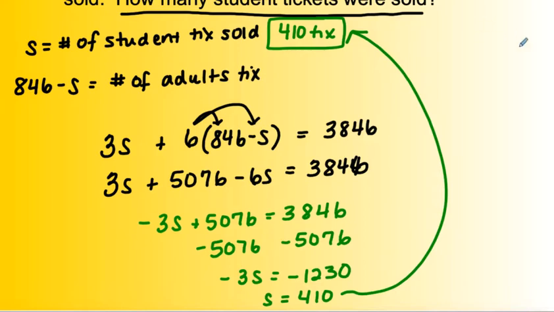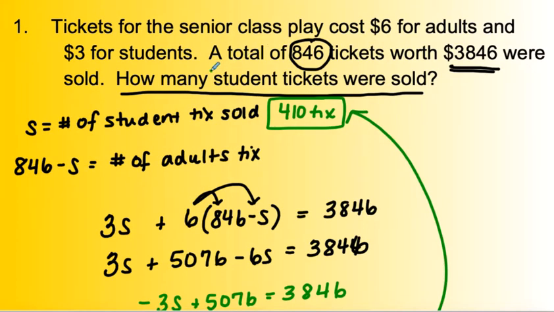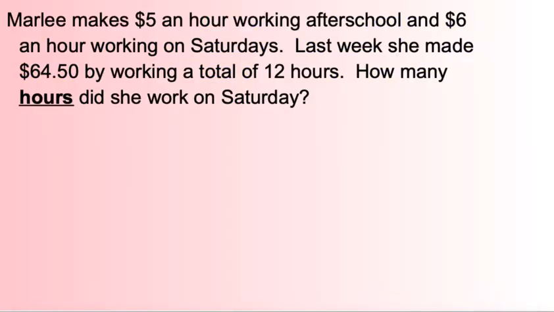All right, so the only new piece we added to this was, number 1, finding the second variable in terms of the total, which was this, and then having to multiply each of the number of items by the cost to write an equation. All right, let's try it with income.